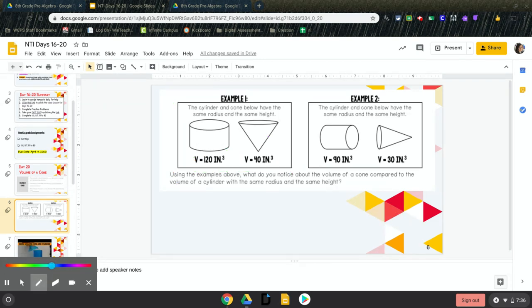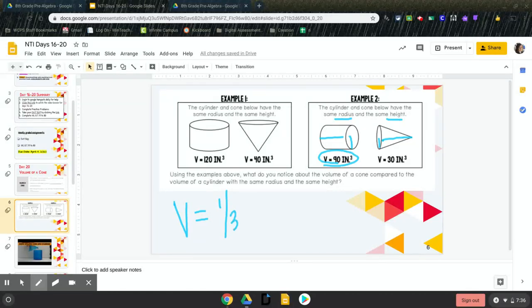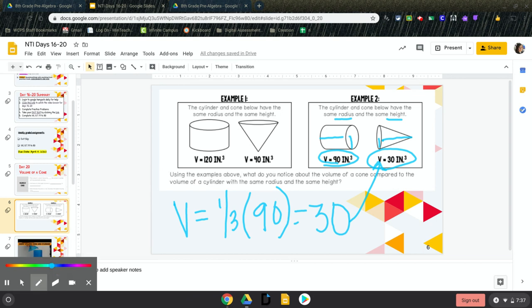Same thing over here. So they have the same radius and the same height again. Therefore, all I have to do, if I know the volume of that cylinder, is multiply it by 1/3 or divide it by 3. And that would give me the volume of the cone. All right?